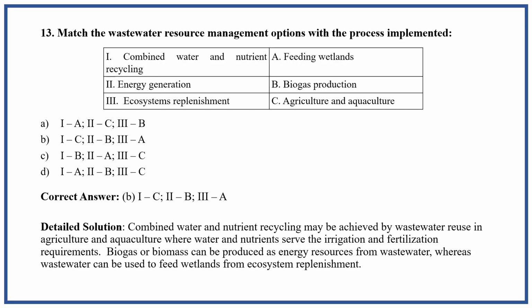So combined water and nutrient recycling, we can use it for agriculture and aquaculture purposes, energy generation through biogas production, and ecosystem replenishment, which we talked about in the earlier slides, which helps in the constructed wetlands.